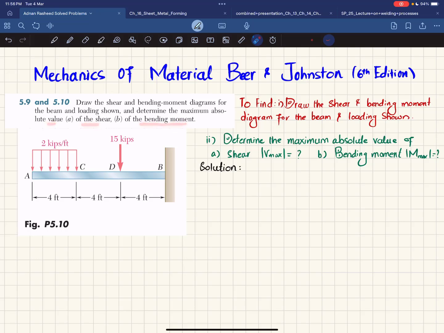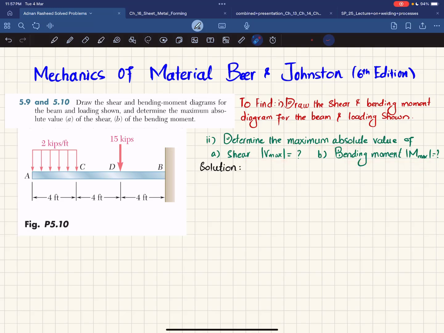So you can see this is a cantilever beam having a fixed support at point B, and from A to C there is a distributed load of 2 kips per feet and a point load of 15 kips at point D. The total length of this beam is 12 feet. So you have to draw the shear and bending moment diagram, and then you have to determine the absolute value of maximum shear and maximum bending moment.